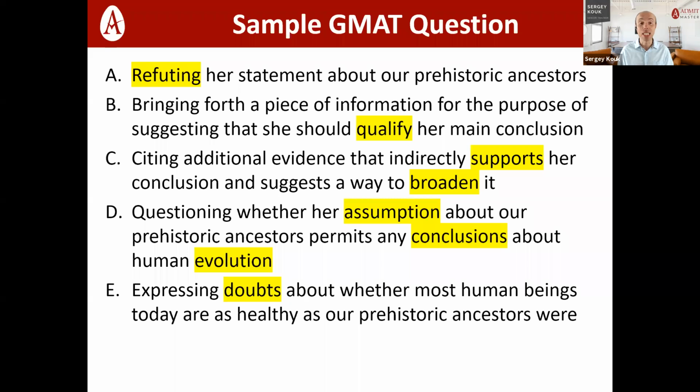And now if we look at E, which is expressing doubts about whether most human beings today are as healthy as our prehistoric ancestors were, well, sometimes in our classes, E would actually be a popular answer. Here today, it's slightly less popular than D. But this is a very clever trap because he was saying that most human beings today are less physically active. In E, we are reading that most human beings today are as healthy as our prehistoric ancestors. So in our mind, we assume that these two things mean the same, that being less physically active means being less healthy. I mean, look at the life expectancy.